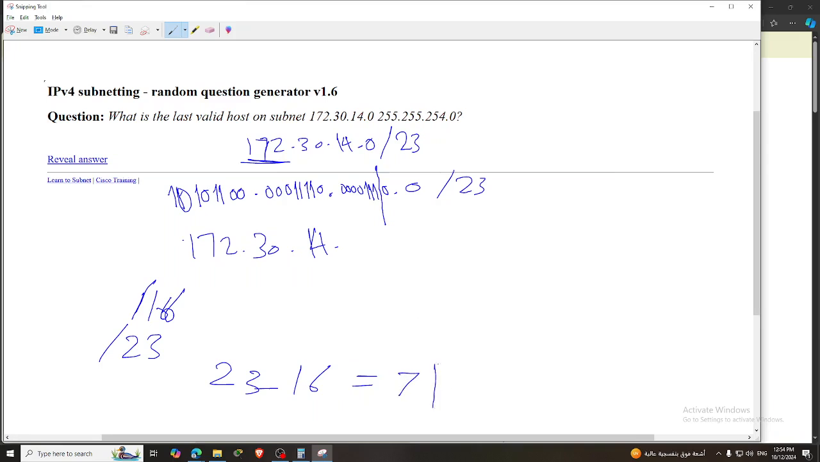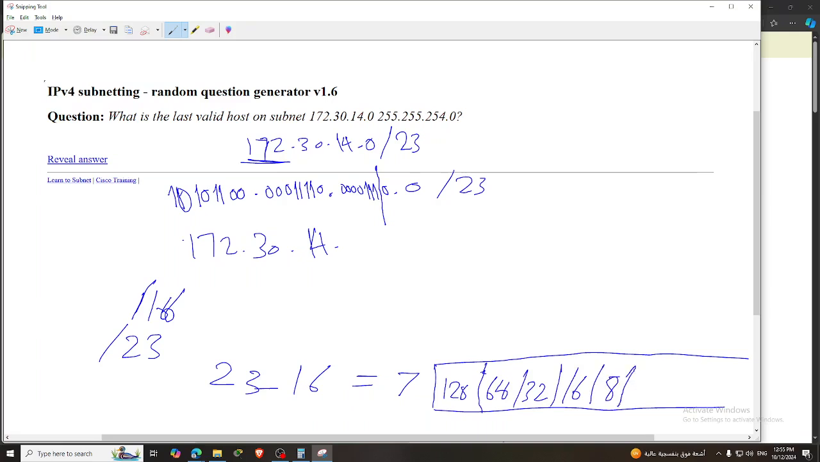Okay. So how to know the increment number? After we know that we have borrowed 7 bits, in this table, we are just sorting our bit values. 128, 64, 32, 16, 8, 4, 2, and 1. From here, we will jump 7 steps. 1, 2, 3, 4, 5, 6, 7. So the increment number is 2.